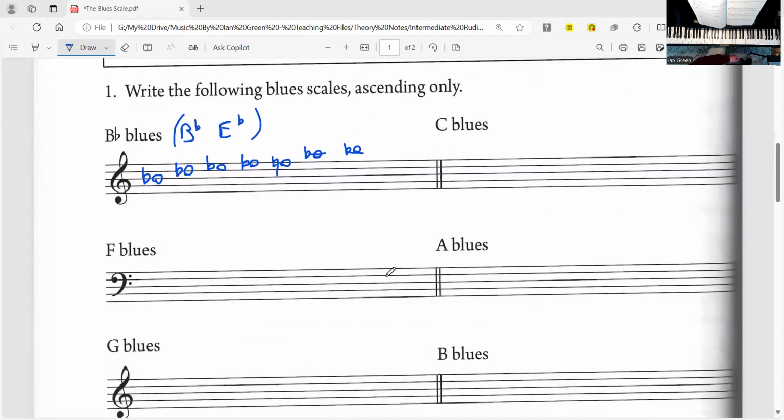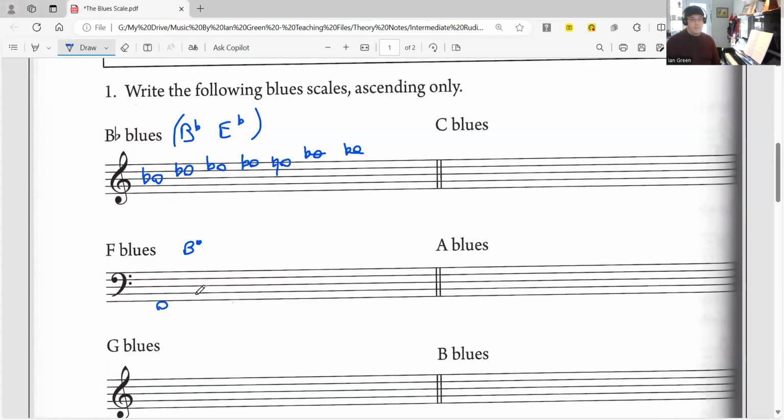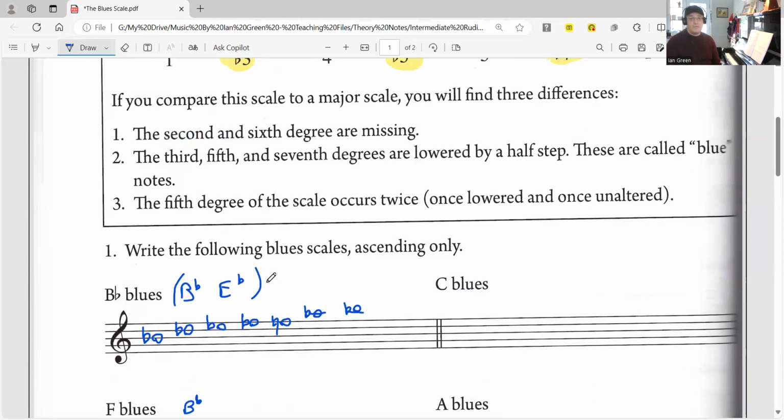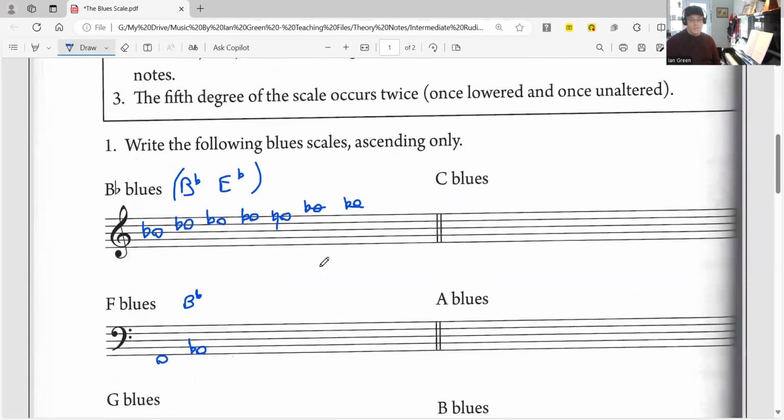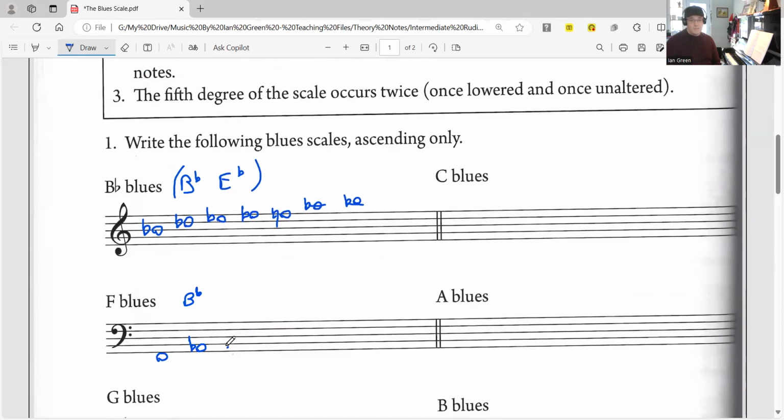Let's draw another scale. Let's do the F blues. So we'll think about how the key signature of F major contains B flat, and use that when we correctly write the scale. So we'll start on F in the bass clef, but then we'll have our lowered third to A flat. Then we want to go next to the fourth note of the scale, which is B flat, following the key signature.